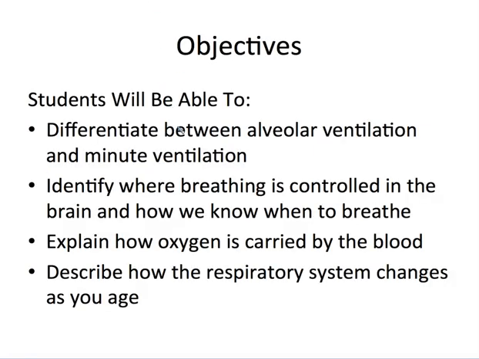So at the end of this lesson, my goal is for you to be able to differentiate between alveolar ventilation and minute ventilation. You'll identify where breathing is controlled in the brain and how or why we breathe and know when to breathe. We're going to talk about how oxygen is carried by the blood. We're going to describe the respiratory system changes as you age. So as you get older, what happens to your body in the respiratory system?